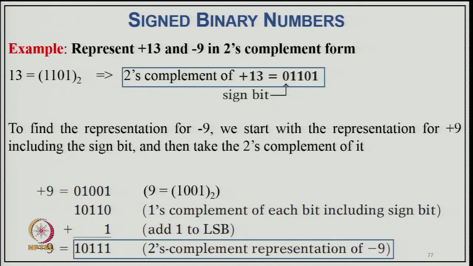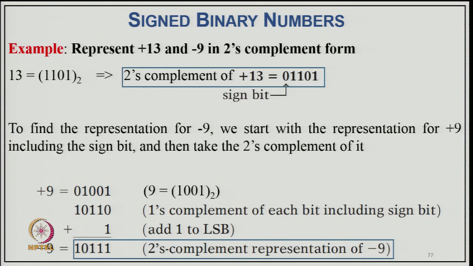To represent plus 13 and minus 19 in second complement form: 13 is 1 1 0 1 in binary. For the second complement, we take the complement of it, so it becomes 0 0 1 0, and we add 1 here. So it becomes this number, and then we have a sign bit here.